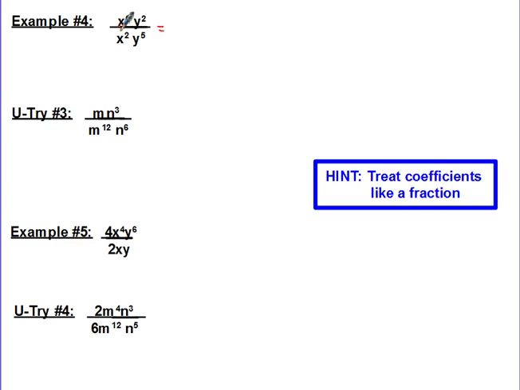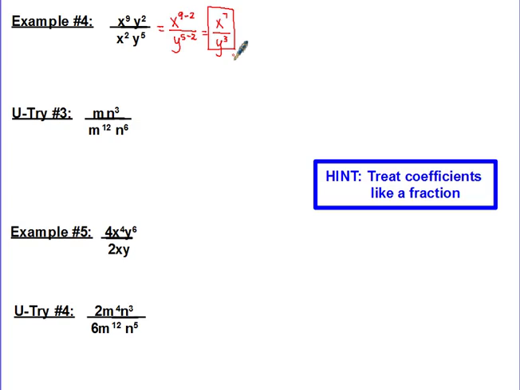So if I'm just working on the x's, x to the 9th is larger on top. So I'm going to take away the 2 from the bottom. On the y's, when I compare those two, the y to the 5th is larger on the bottom, so I'm going to leave it on the denominator and take away the 2 from the numerator. So simplify that out, and you've got x to the 7th over y to the 3rd. Again, you can't do anything else to that. It's already simplified. X is now being combined as one term, and so are the y's.